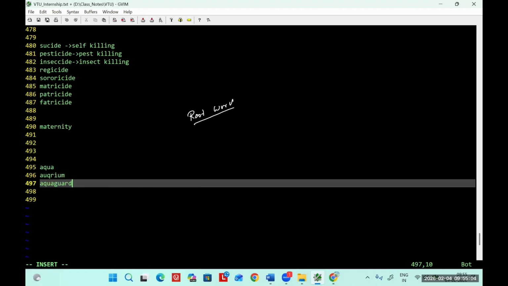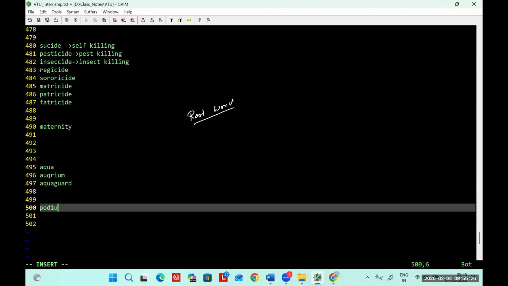Whenever you prepare for IAS, IPS and all, this kind of random words they will give you, and they will ask, tell the meaning. Do you think the entire dictionary we can remember? Impossible to remember. So how do we remember all these words, you know? We'll just learn the root words.